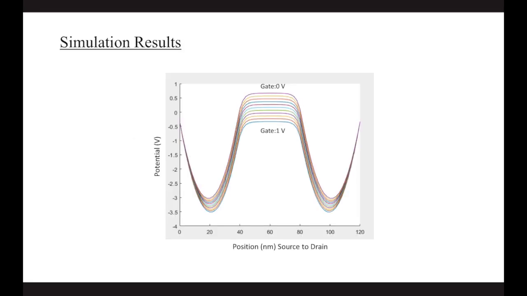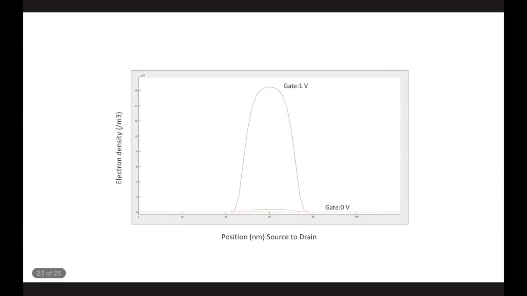Moving on to the simulation results. Here I have plotted the electrostatic potential graph with respect to the variation in gate voltage from 0 volt to 1 volt. And further, the electron density graph has also been calculated and plotted based on the electric potential obtained with respect to the gate voltage variation. There are no electrons in the oxide region, and the silicon region closest to the center of the gate has the highest electron concentration value.